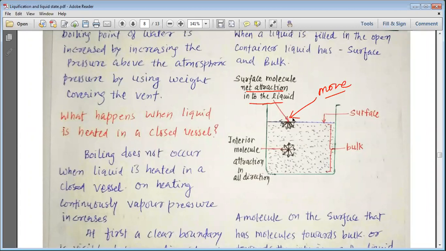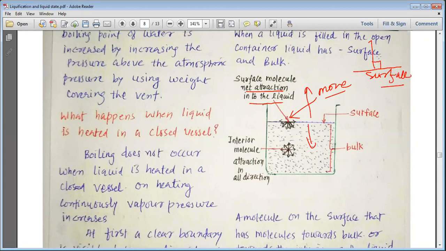And my dear students, as no molecule wants to stay on the surface, they always want to go towards the bulk. So some extra force has to be applied in the opposite side. That extra force that we apply is perpendicular to the surface, and that force we call as a surface tension.